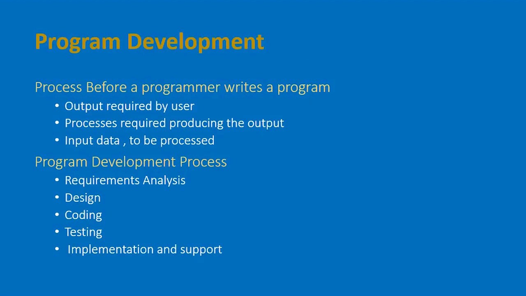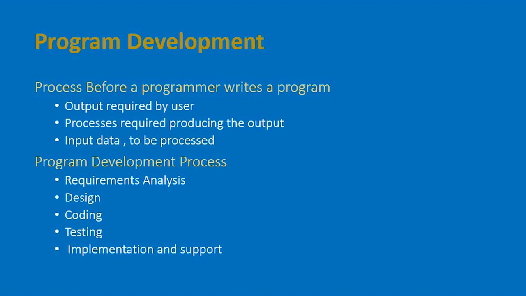Program development. So in program development, you're trying to look at the processes a programmer needs to follow before and during program development, during writing a program. Some of the processes a programmer needs to follow before writing a program are output required by the user. So once you're trying to solve a problem, you know, okay, I need these inputs, and I need this process to process the input, the data, and now I'll need the end results.